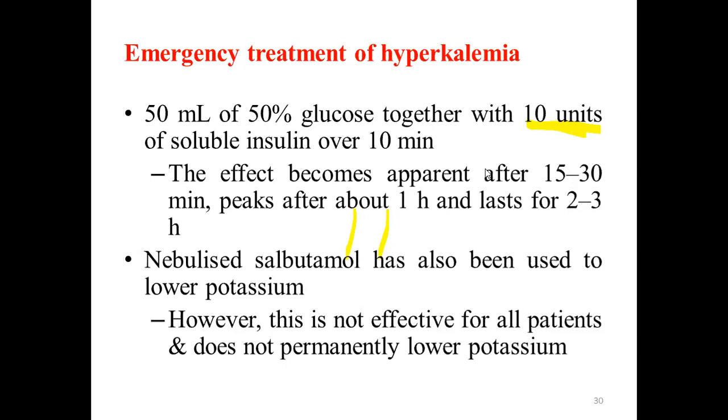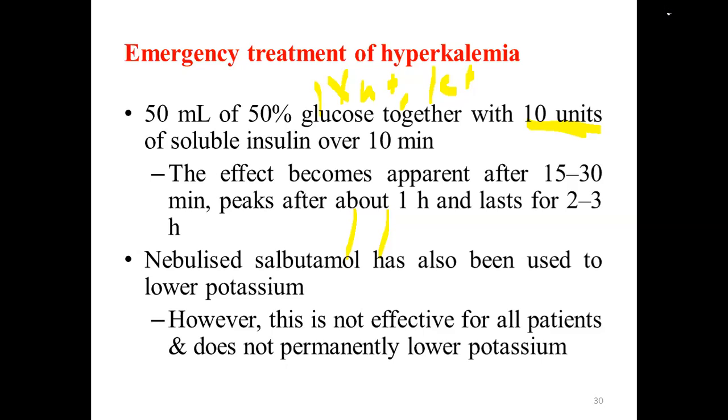Okay. So remember, insulin is the principal treatment here because insulin activates the sodium potassium ATPase. So what will happen if sodium potassium ATPase is activated? Sodium will be kicked out from the cell and potassium will enter the cell. So this is the principal mechanism of how insulin is important in shifting of potassium into the cell, because of activation of sodium potassium ATPase.